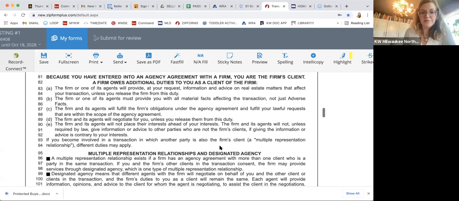Okay, so because you've entered into an agency agreement with a firm, you are the firm's client, and these are the additional duties that we owe to clients.